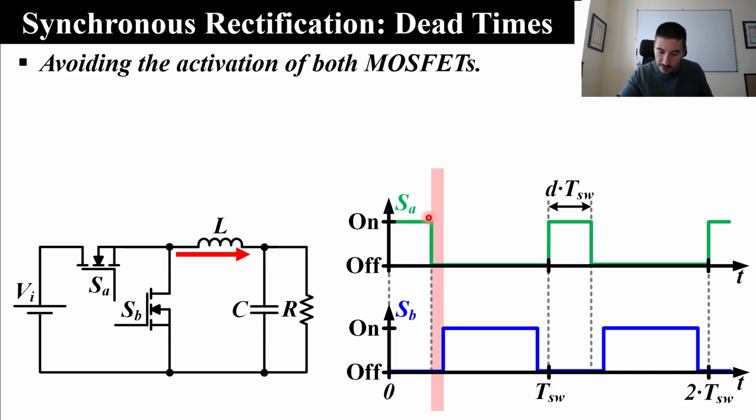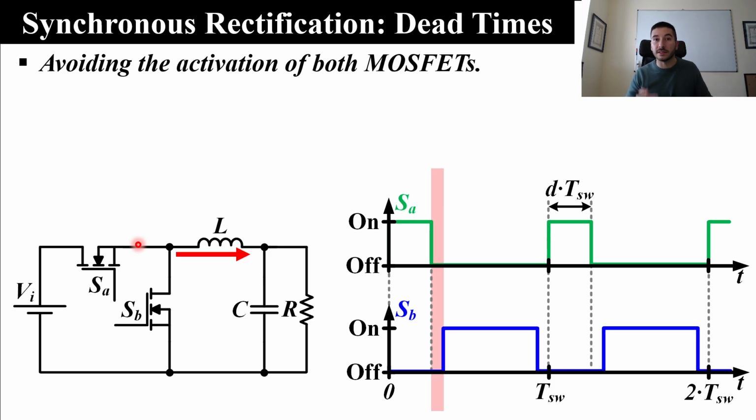Assuming that the turn-off process of the main switch has finished, so it's off, and we are still in a situation in which the second MOSFET is still off, both devices are off. What is the path for the inductor current? This one or this one?